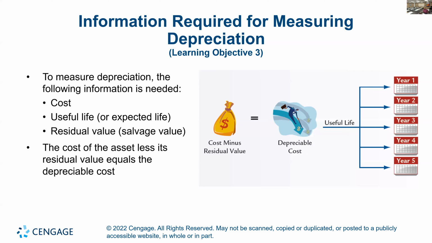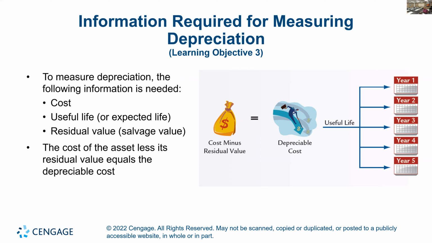All right. So when we go to calculate information, no matter if we're doing the straight line, the double declining, or the units of production, we're going to need some information that is going to be given to us in our problems. In real life, you're going to know this stuff. So 1, we need to know the cost. What was the original cost of this property, plant, and equipment?